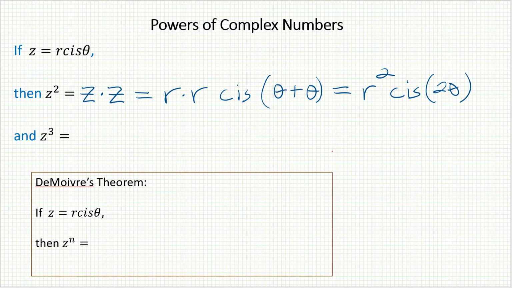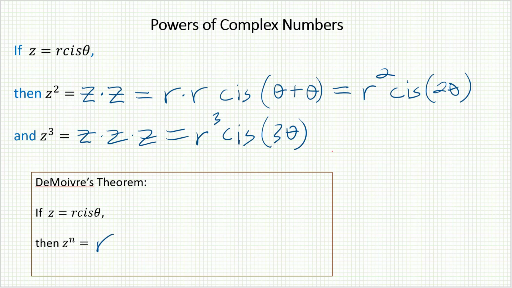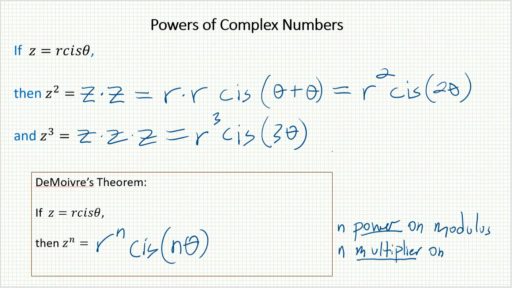Well, I can extend that to other powers as well. Z cubed would be z times z times z. So now I would be multiplying r times r times r, which is r cubed, and I'd be adding theta plus theta plus theta, which is 3 theta. And you can see the pattern forming here. Well, we call that pattern de Moivre's theorem. De Moivre's theorem simply says if you have a number r cis theta and you would like to raise that to a power, all you need to do is raise the modulus to that power and then multiply the argument by that number. So again, n becomes a power on the modulus and a multiplier on the argument.